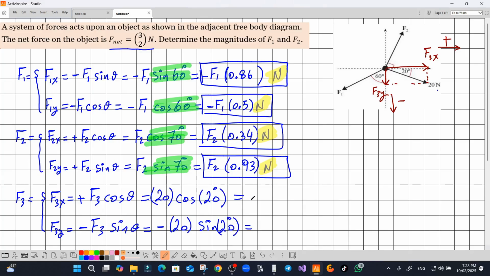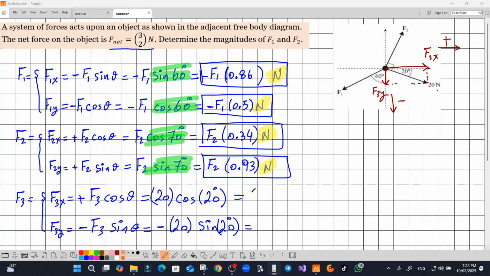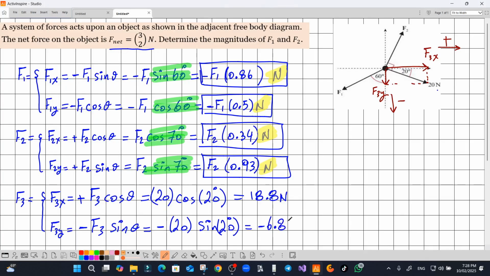Now, let's use the calculator to evaluate the magnitude of each component. So let me write here 20 multiplied by cosine 20, and the answer is 18.79. We can write it as 18.8. Again, for the second component, we have minus 20 multiplied by sine of 20, and the answer is minus 6.84.